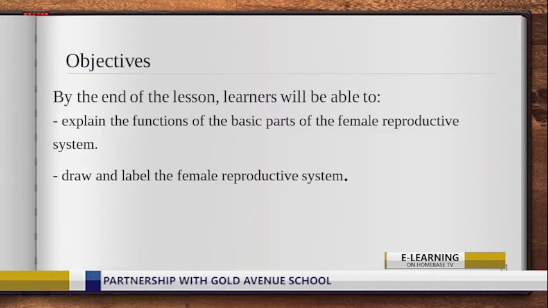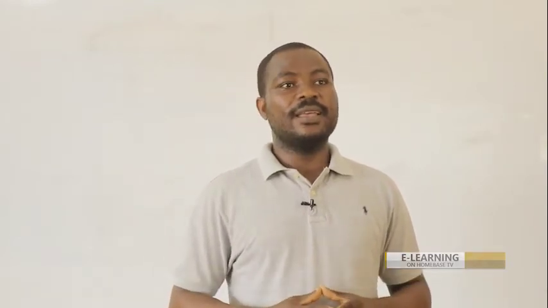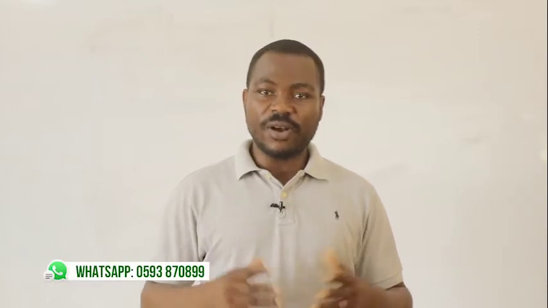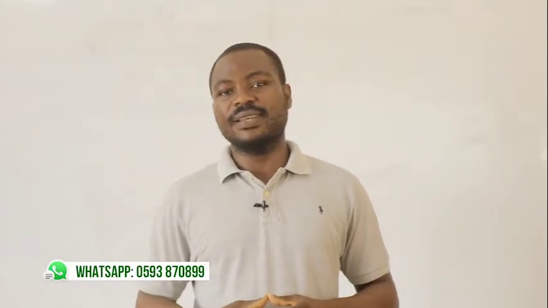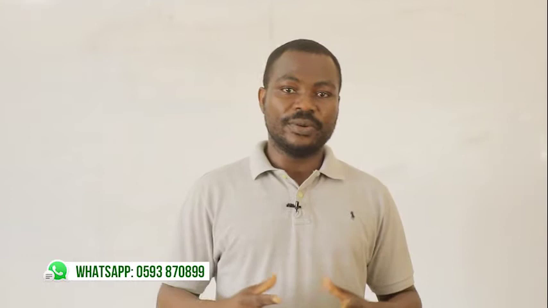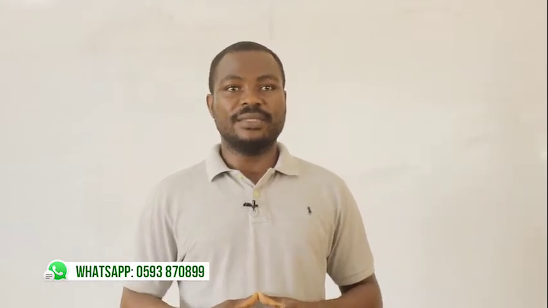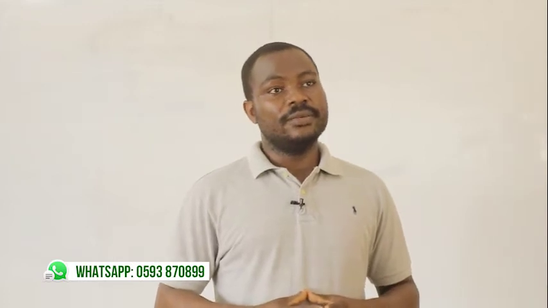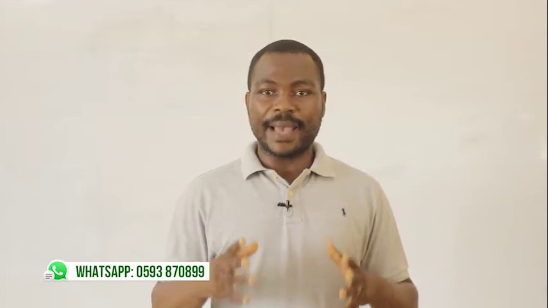So, by the end of today's lesson, you should be able to state the functions of the female reproductive system. That is the basic functions of the female reproductive system. 2, you should be able to draw the female reproductive system and also label its parts. For our focus, we are just going to look at the basic 6 parts of the female reproductive system.